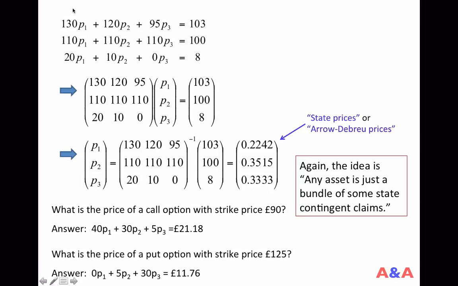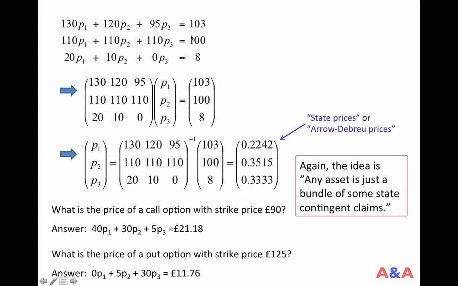This is the system of equations you have. The stock price is currently £103, and it's 130 units of the state 1 contingent claim, whose price is P1, 120 units of state 2 contingent claims, whose price is P2, and 95 units of state 3 contingent claims, whose price is P3.